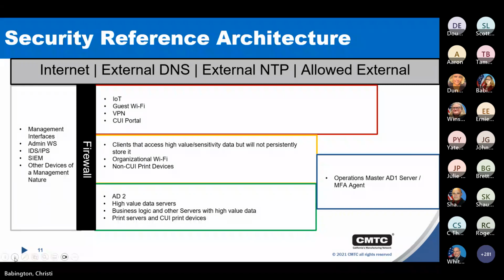And then AD2 is where, some people will have that as their file and print server, FPS. It's an integrated role with AD2 or DC2. Whatever that would look like for you, they just go in green. Anything that's high value data, anything business logic, whether it be an on-prem ERP or something like that, print servers, that's important. So I don't give people direct access to my printers.